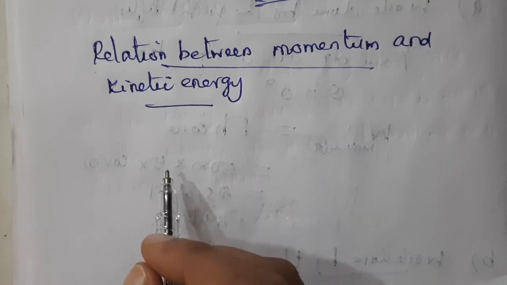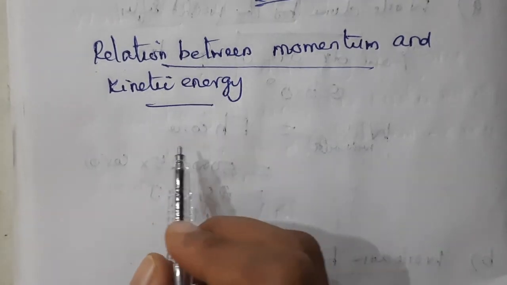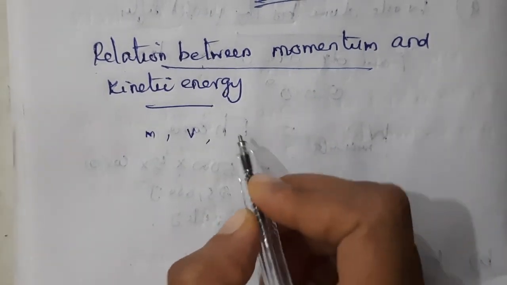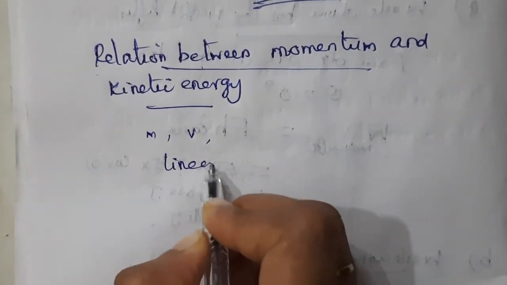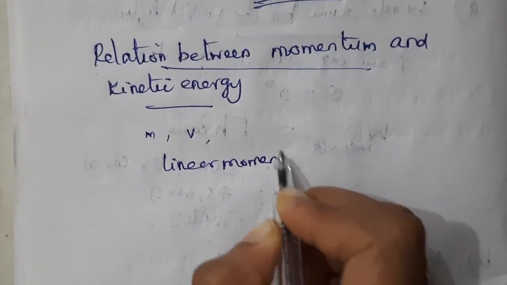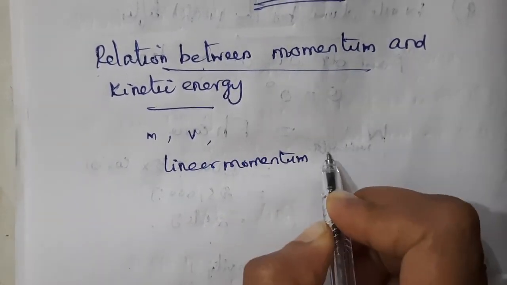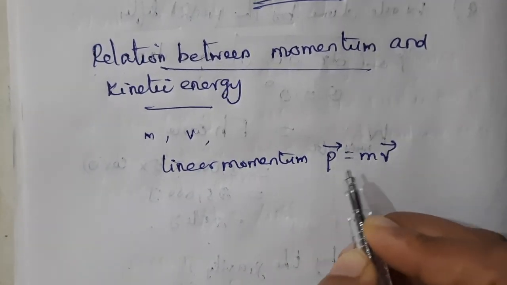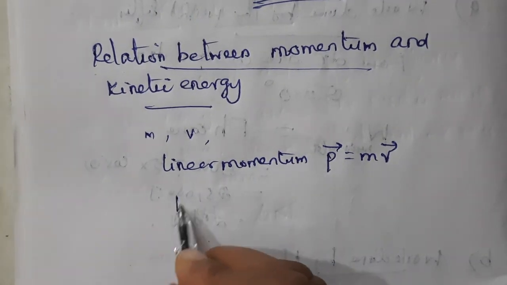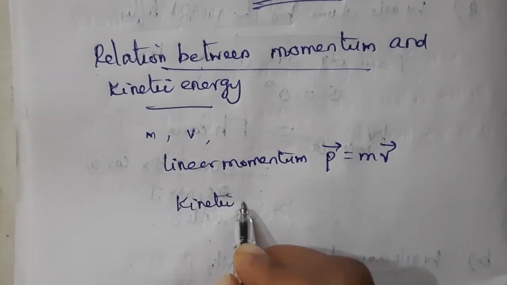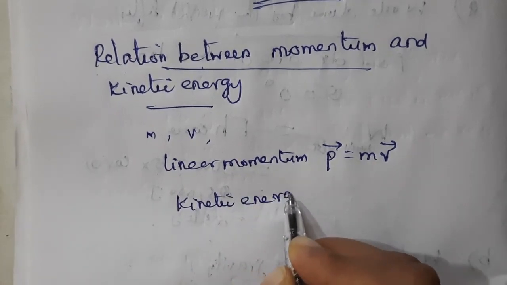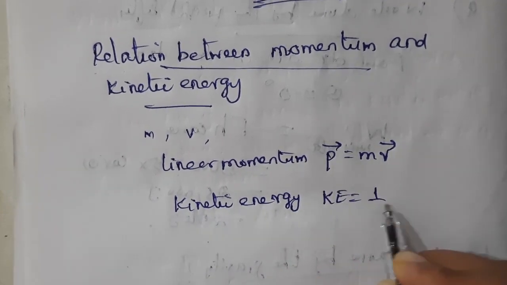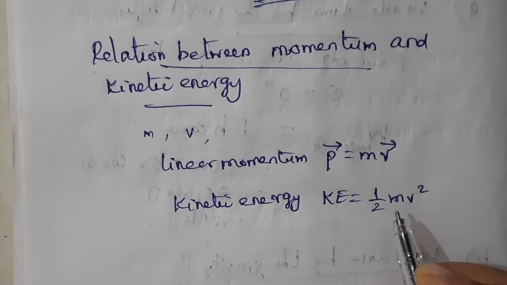Consider an object of mass m moving with velocity v. So what is the linear momentum? The linear momentum of the object is p vector is equal to m into v vector. And what is the kinetic energy? The body is moving with velocity, which means it possesses kinetic energy. Kinetic energy is equal to half mv square.